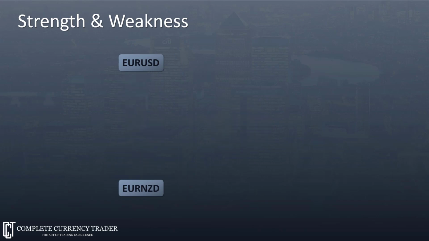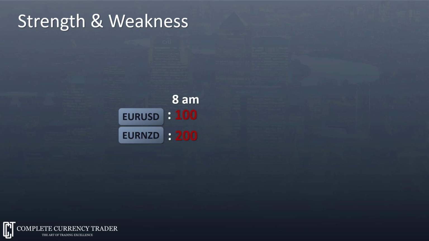So let's look at a very simplified example using artificially rounded figures to make things nice and easy to understand. Let's assume that the price of the euro US dollar at 0800 in the morning is 100, and the price of the euro New Zealand dollar at 0800 is 200. So that's the starting price. By 0900, the price on both of these pairs has moved down 10 pips.